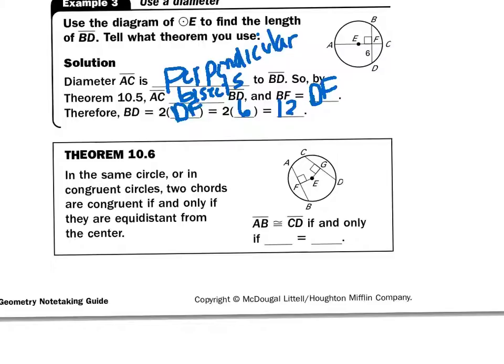Theorem 10.6. In the same circle, or in congruent circles, two chords are congruent if and only if they are equidistant from the center. So, if we have two chords and we can draw a perpendicular bisector through the center here, then we can say that those two lengths of those chords are the same. So, let's fill this in. AB is congruent to CD if and only if EF equals EG.